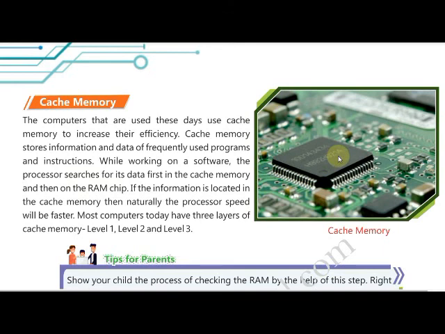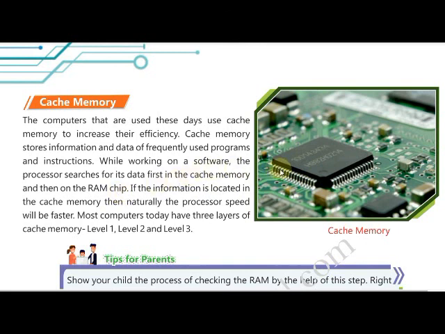Okay, and then it decreases the speed of the system. If it uses cache memory, then it increases the working speed, because it is very efficient. Okay, the related instructions or information about that program are stored in cache. So the processor switches first to cache memory and then to the RAM chip.